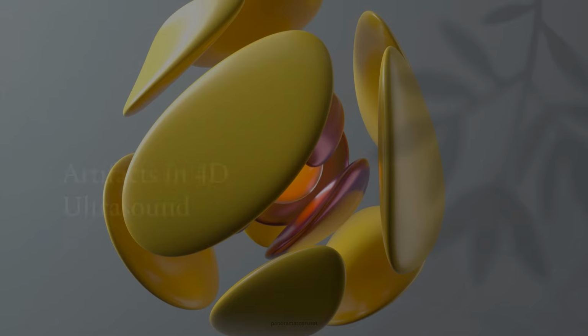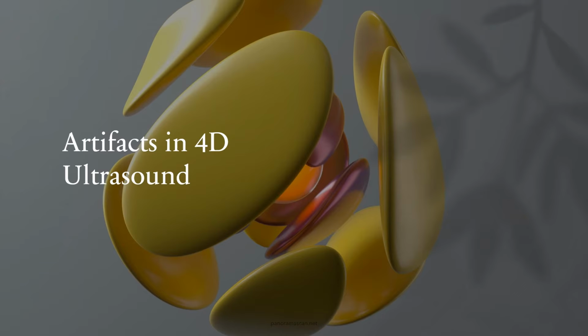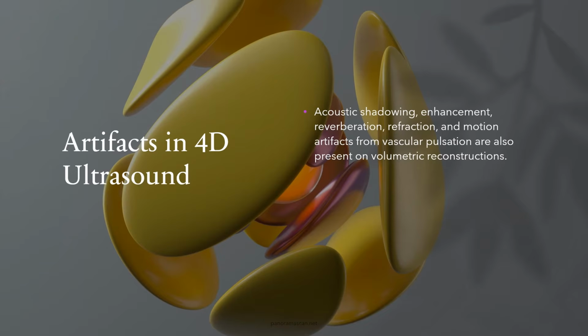Now let's discuss artifacts in 4D ultrasound and how they can impact the quality of imaging. Several artifacts can appear during the acquisition and rendering of volumetric ultrasound images, affecting image clarity and diagnostic accuracy. These include acoustic shadowing, which occurs when sound waves are blocked by dense structures, leading to a shadow on the image. This can obscure important details behind dense tissues like bones.